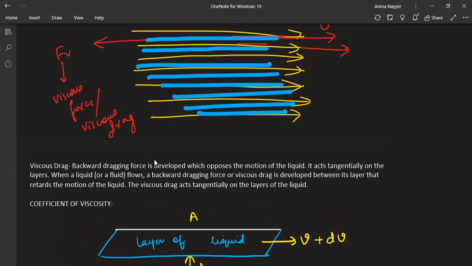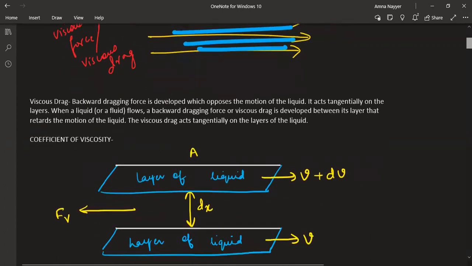When a liquid or fluid flows, a backward dragging force or viscous force is developed between its layers that retards the motion of the liquid, means opposes the motion of it, slows it down. Like the force of friction that acts in solids, when friction force acts, it opposes the motion, it acts in the direction opposite to the motion. Same with viscous force, but in terms of fluid. So viscous drag acts tangentially on the layers of liquid.